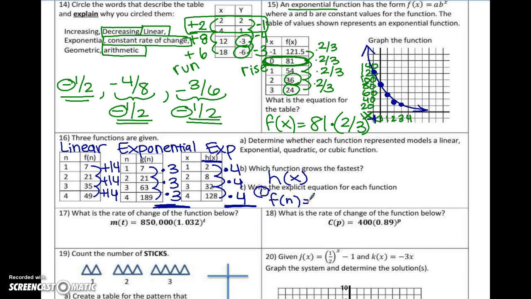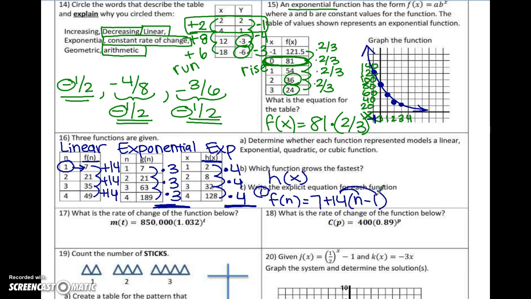f of n, right here, the first term is 7. So the output is 7. We know it's adding 14. And then n minus 1, because we use the first term, we do have to minus 1. And the best way to write this out would be to simplify that. We could leave it.